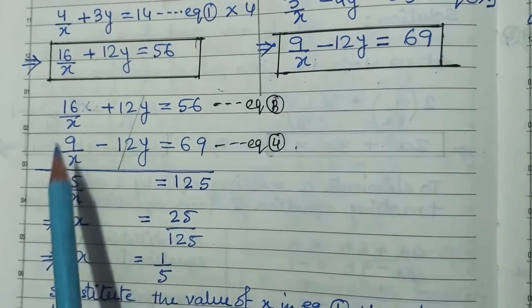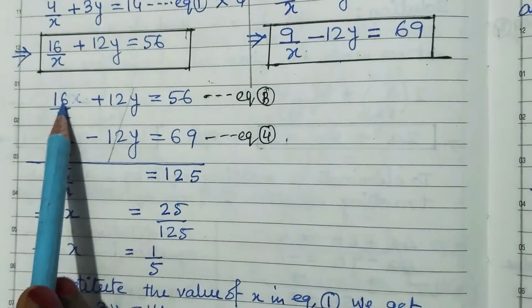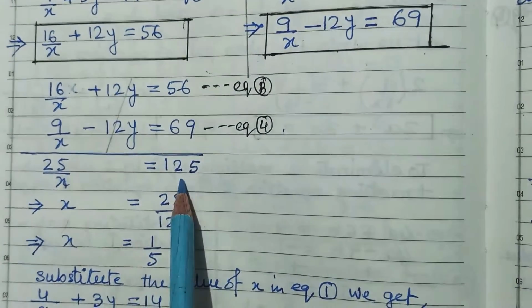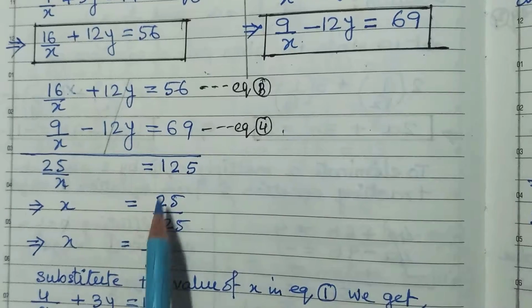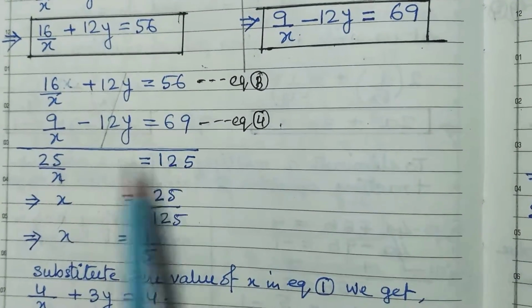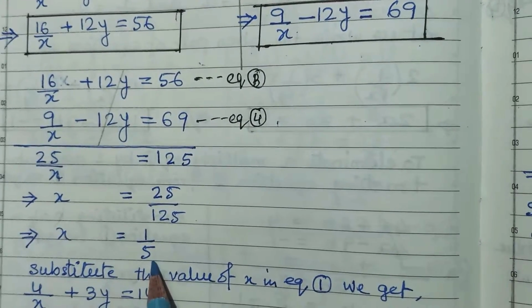Cancel this part. It is 16 upon x plus 9 upon x, which is 25 upon x, equal to 125. So x is equal to 25 upon 125. The 125 will exchange its place, so x equals 1 upon 5.